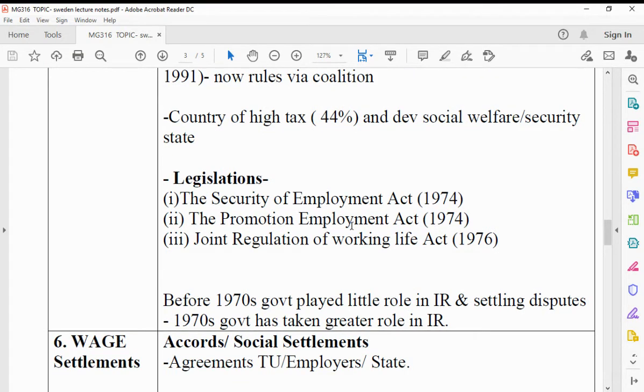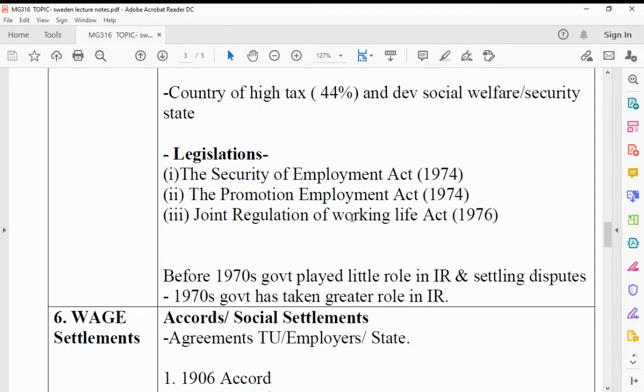Some of the legislations, there are a number of legislations present in Sweden. We have the Security of Employment Act of 1974, the Promotion of Employment Act, okay, 1974, with the Joint Regulation of Working Life Act 1976. Now, before the 1970s, the government played very little role in employment relations and settling disputes. However, from the 1970s onwards, the government has actually taken a greater role in employment relations.